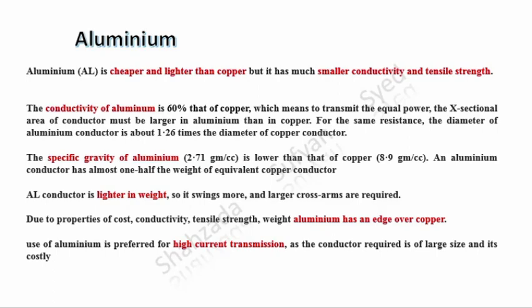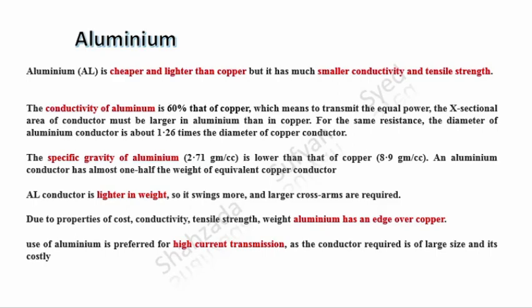And due to this lighter in weight property of aluminium, it swings more when placed on the tower and attached with the cross arms. So to tackle this issue, the tower must have larger cross arms. And due to the properties of cost, conductivity, tensile strength and weight, aluminium has an advantage over the copper.